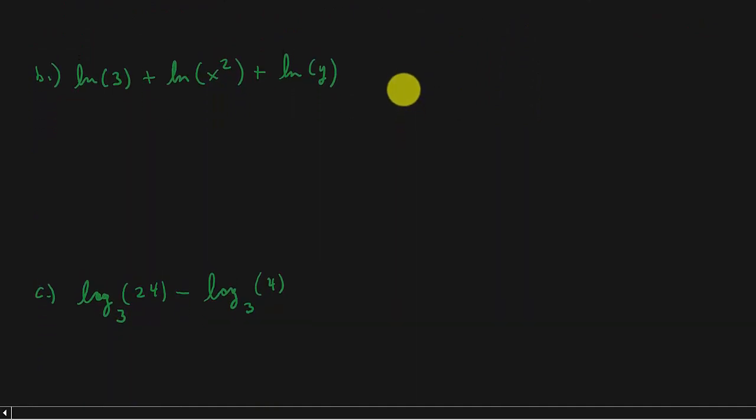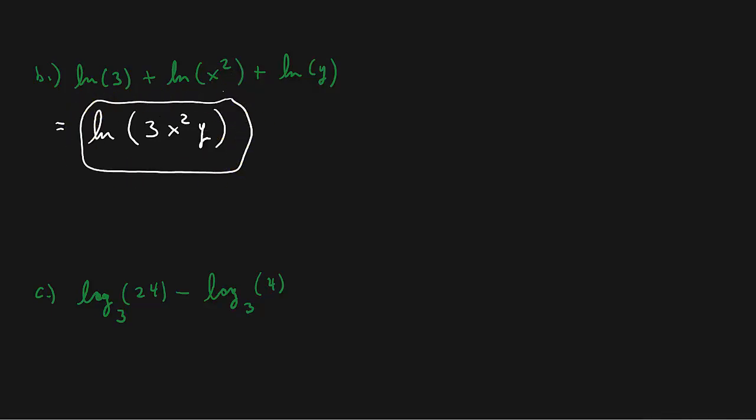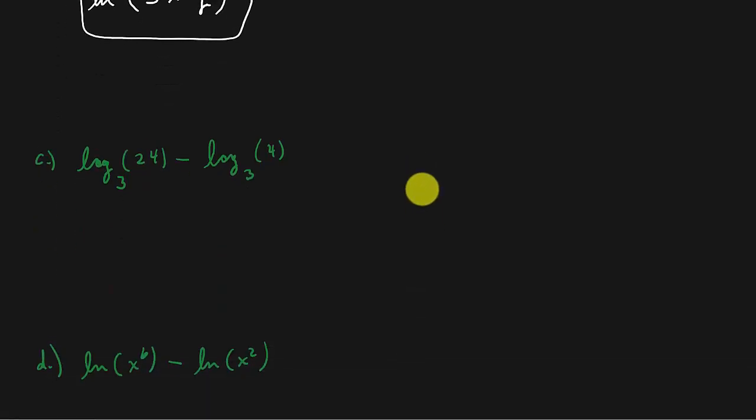I've got natural log of 3 plus natural log x squared plus natural log y. They're all addition, so they're all going to come together as multiplication. And so this is going to be natural log of 3x squared y. Okay? And this is my answer. All right, next example.